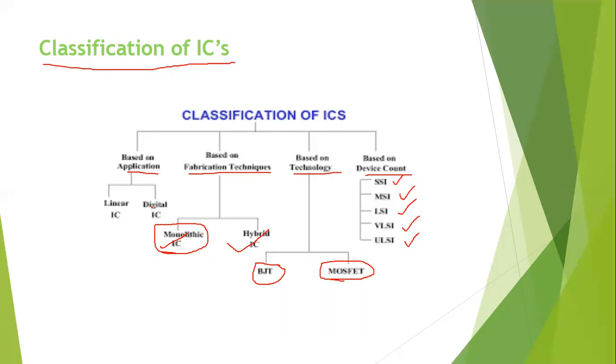So based on application, linear ICs and digital ICs have been discussed in unit 1 itself. Now based on fabrication techniques, we are going to discuss monolithic ICs in the coming chapters. And based on technology, we will be discussing in this presentation. Also, based on device count, this classification is also being discussed in this presentation.